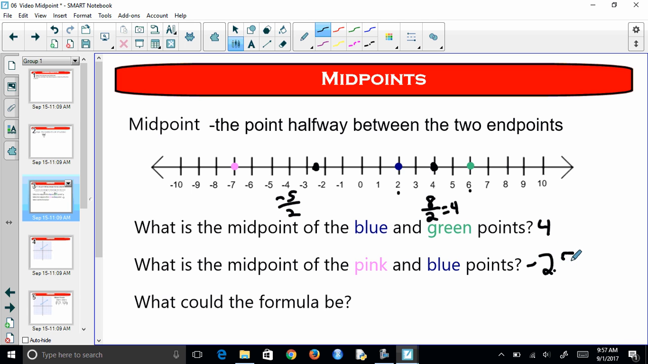So the average is adding things up and dividing by how many there are. In this case, I would take x1 plus x2 and divide it by 2. That could find your middle.